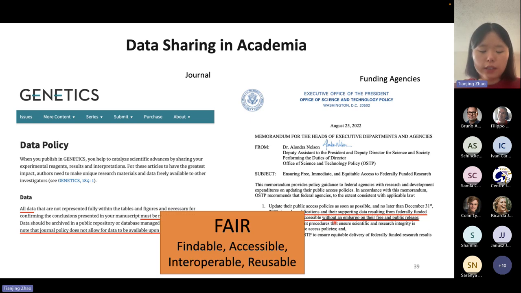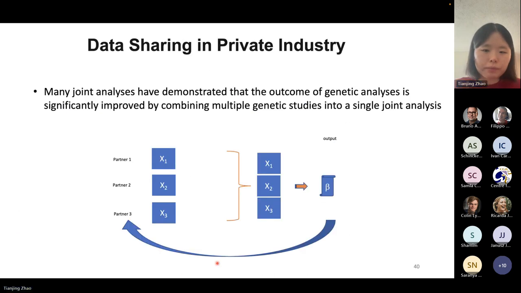Okay, so we can see it's very important to follow the FAIR principles for data sharing in academia. FAIR means findable, accessible, interoperable, and reusable.